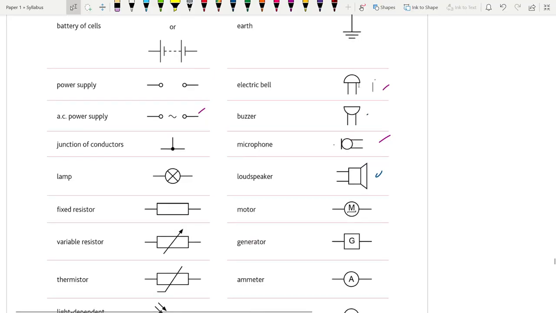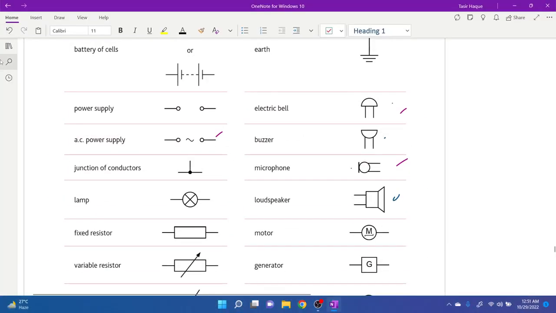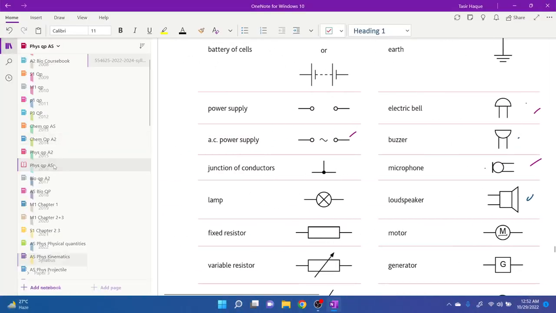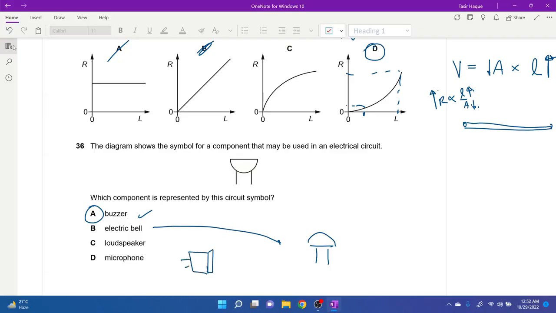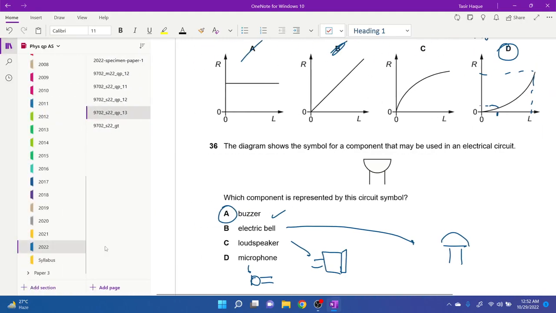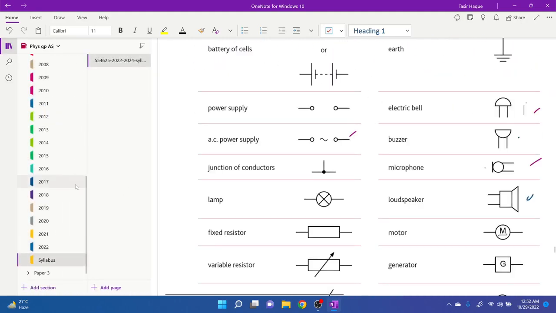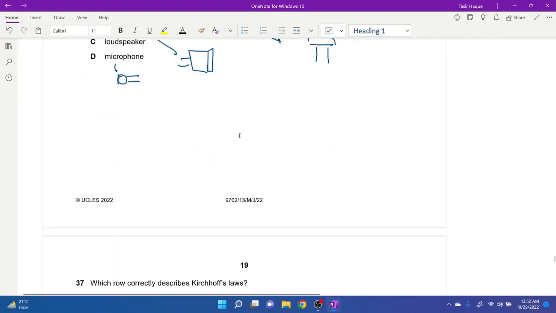So yeah, we had to identify this. The buzzer has the dome pointing down. So if it was like this, it would have been an electric bell. The loudspeaker is something like this, and the microphone is something like this. Okay, wait, let me see the loudspeaker again. Yeah, it's fine. Okay guys, great.